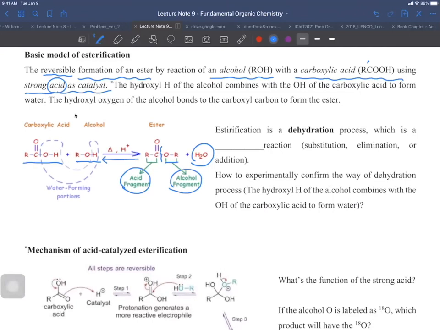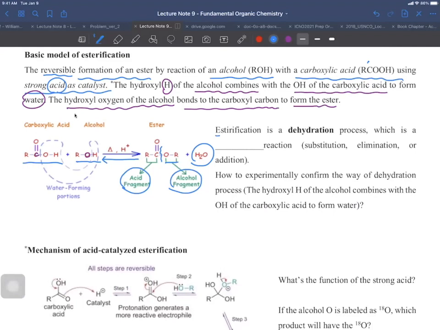You can recall the nomenclature, how we name this process, right? So let's read the notes. The hydroxyl H of the alcohol combines with the OH, or the hydroxyl group, of the carboxylic acid to form water. And the hydroxyl oxygen of the alcohol, which is this oxygen, bonds to the carboxyl carbon, which is this carbon, to form the ester. Makes sense, right?